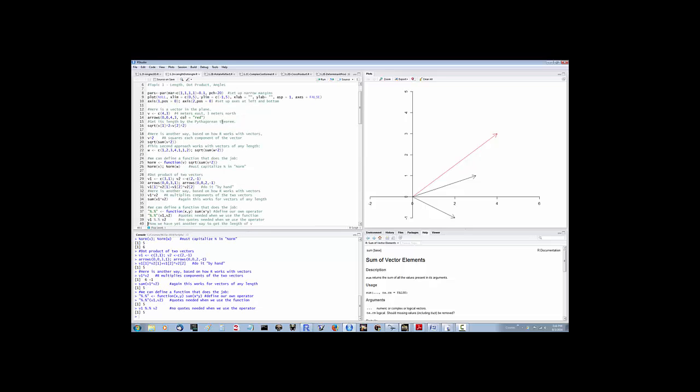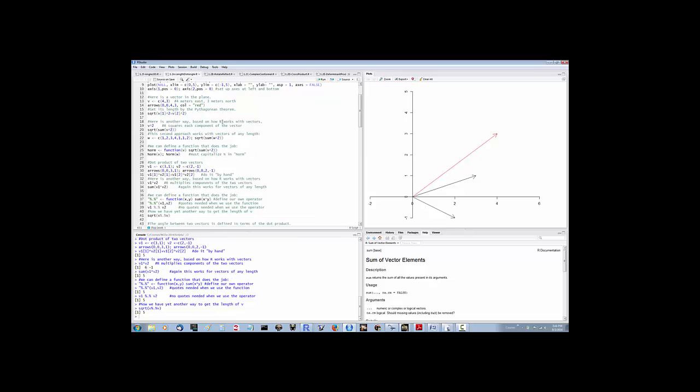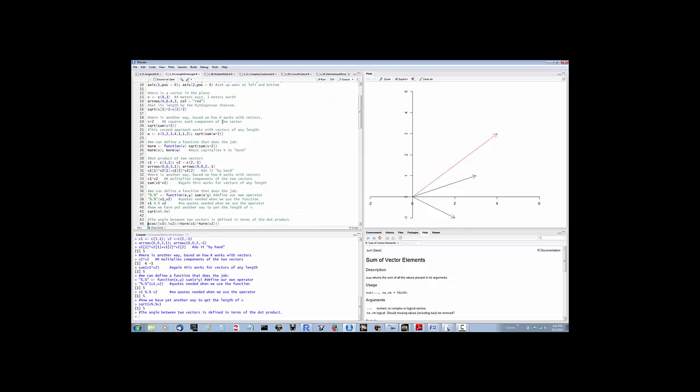But what I really like to do is put it as an operator in between the two vectors. So now we've got an honest-to-goodness dot product. And in terms of the dot product, of course, the length is just the square root of the vector dot product with itself.